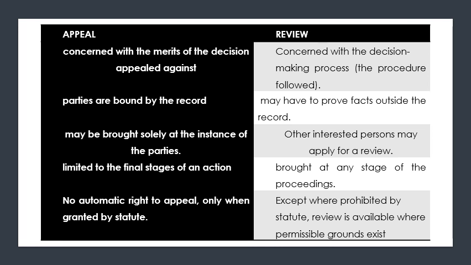And you are saying, no, this decision is wrong, right? The content of the decision, okay, this decision is wrong, I want to appeal this. As opposed to a review process, it's saying that the decision-making process or the procedure to get to this decision was wrong, so I want to review this decision, right? And then in terms of an appeal, parties are bound by the record.